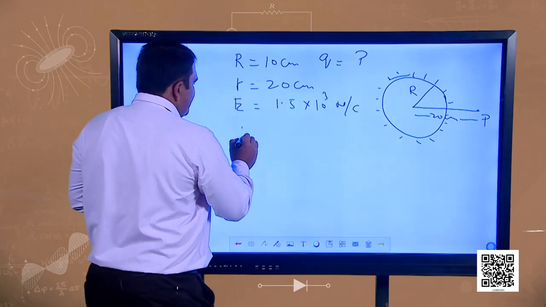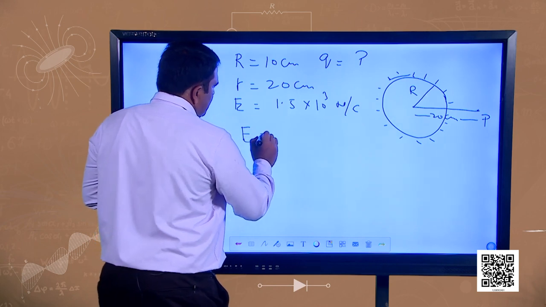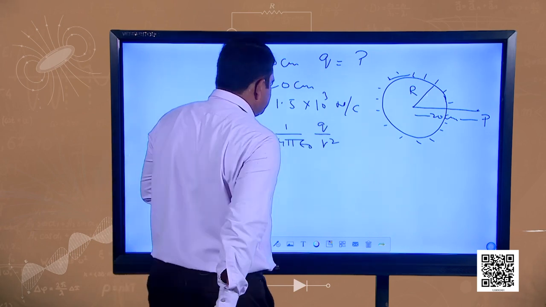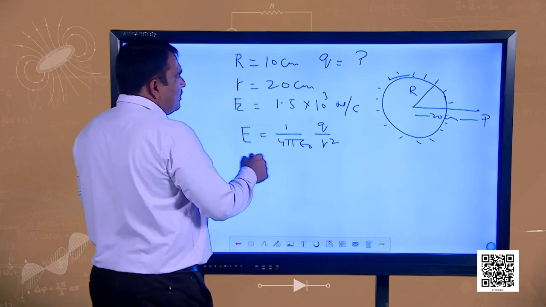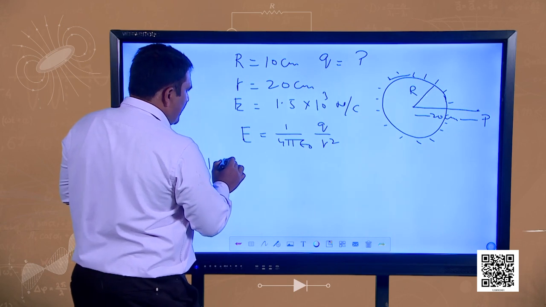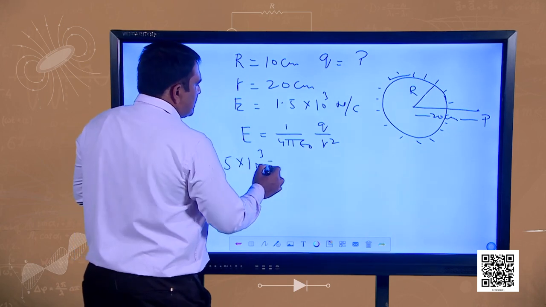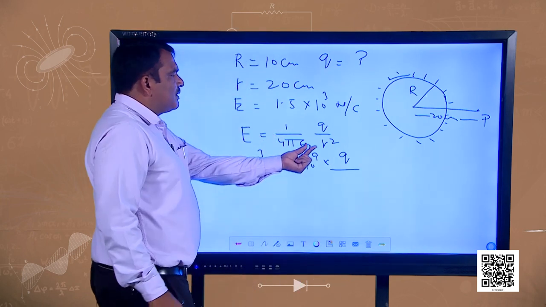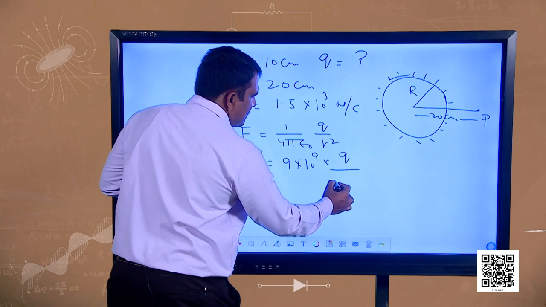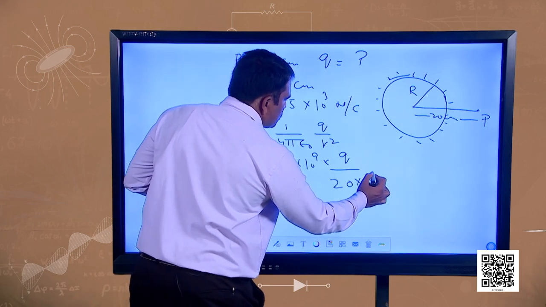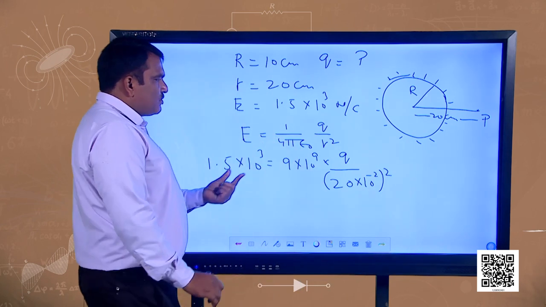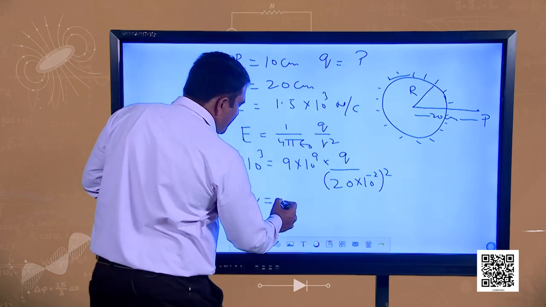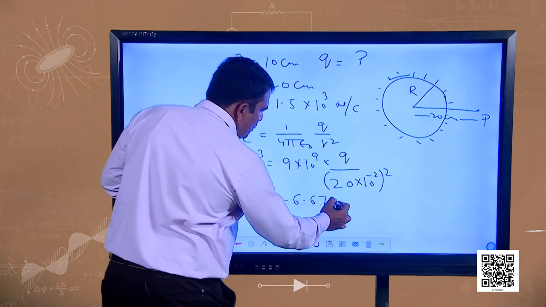Now, we know that electric field at any point outside is given by the formula 1 by 4 pi epsilon naught q by r square. By putting the values, you are given the value of electric field, which is 1.5 into 10 to the power 3. The value of this constant is 9 into 10 to the power 9 q, and the distance of the point, which is 20 centimeter, you can just convert it into meter, 20 into 10 to the power minus 2 whole square, and by solving it, you can easily get the value of the charge on the surface will come out to be minus 6.67 nano coulomb.